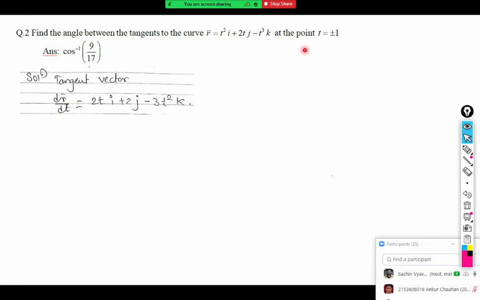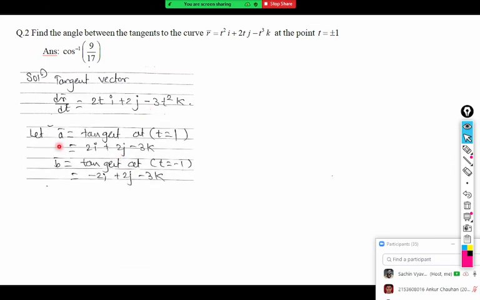So I will take, let a bar be the tangent vector at t equal to 1. If I replace t by 1 here, I will get the first tangent vector a bar. Then I will replace t by minus 1, and I will get one more tangent vector. So let a bar be the tangent at t equal to 1, and it will be this vector. Let b bar be the tangent at t equal to minus 1. Replace t by minus 1 here, we get this vector.